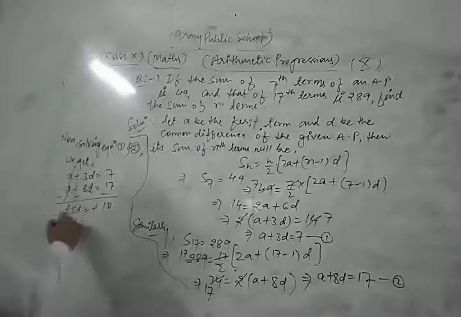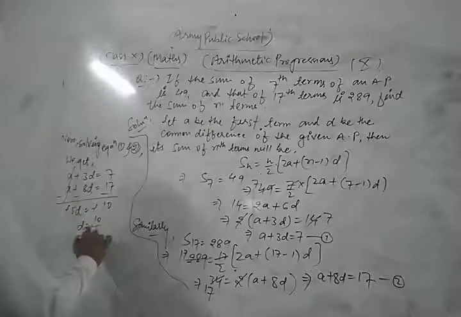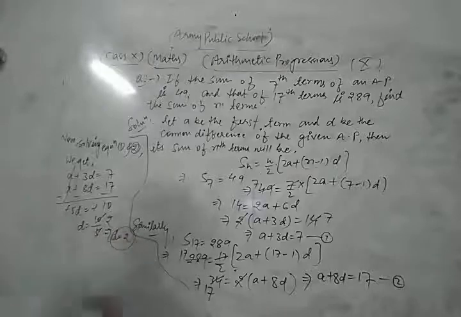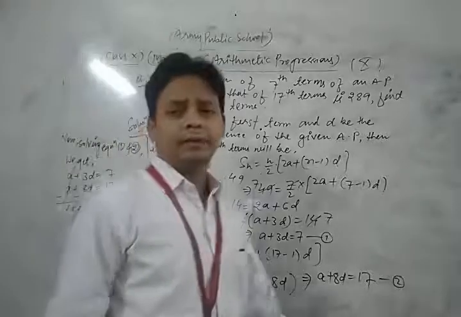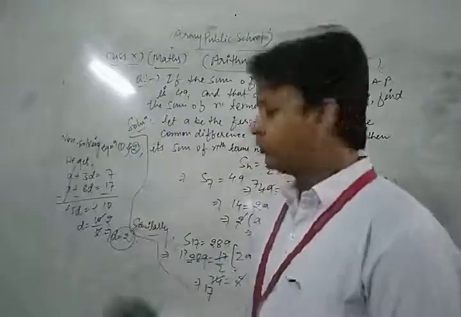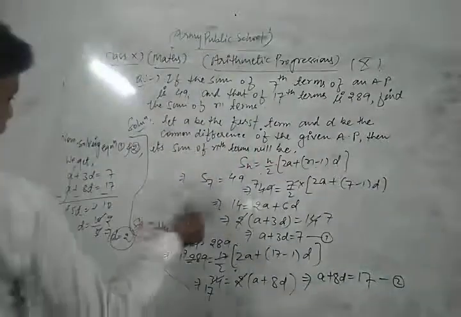So minus 1 cancel to each other, so d is equal to what? 10 upon 5, 5 2s are 10, and so the value of common difference is what? 2. In this way we find the value of d as 2. Now what do I do? Now using equation 1.